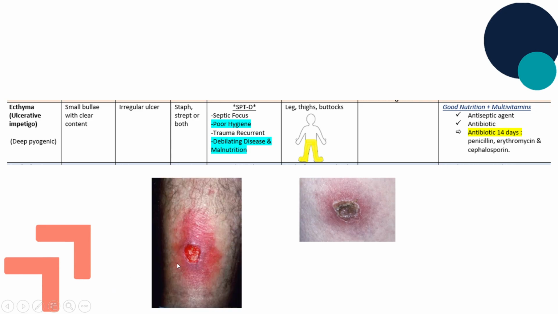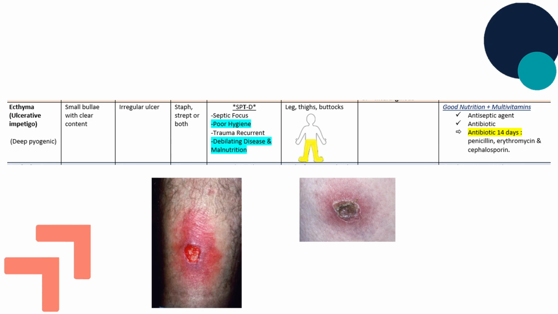So it starts with an initial lesion, a small papule with clear content. The papule then becomes purulent as it's a pyogenic infection, and then it forms a tough adherent crust that when it falls leaves an irregular ulcer as seen in our photo. So this is an irregular ulcer as a diagnostic lesion of ecthyma. The common pathogens are staphylococcus or streptococcus or both.